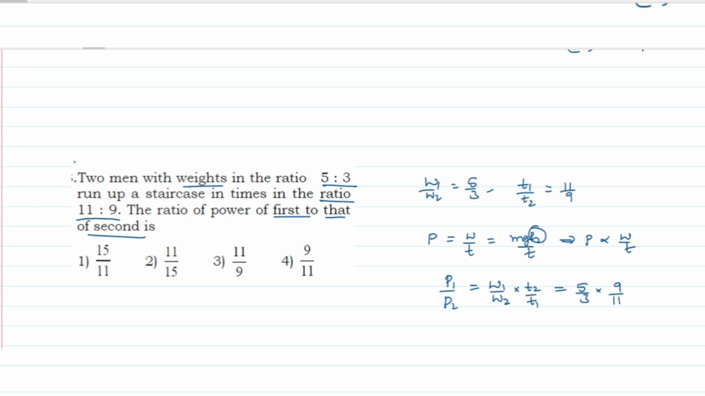So here you have to simplify this one. Here we'll be getting 15 by 11, as 3 5s are 15, by 11 you will be getting.